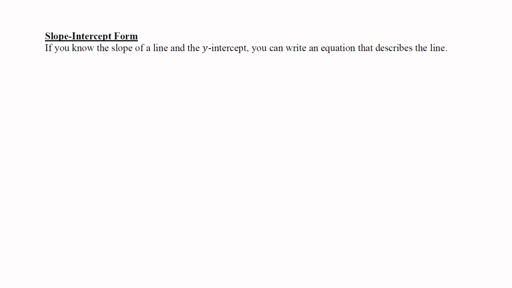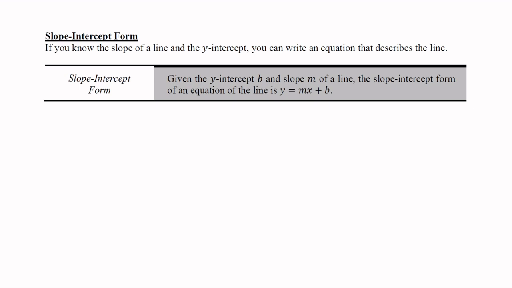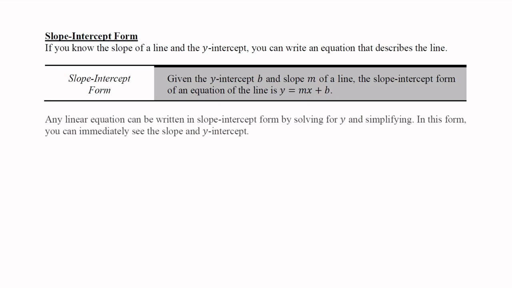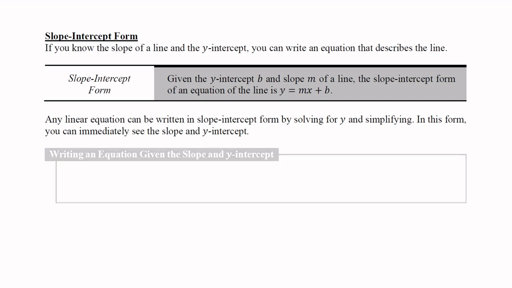If you know the slope of a line and the y-intercept, you can write an equation that describes the line. Given that the y-intercept is b and the slope of the line is m, the slope-intercept form of an equation of the line is y equals mx plus b. Any linear equation can be written in slope-intercept form by solving for y and simplifying. In this form, you can immediately see the slope and the y-intercept.